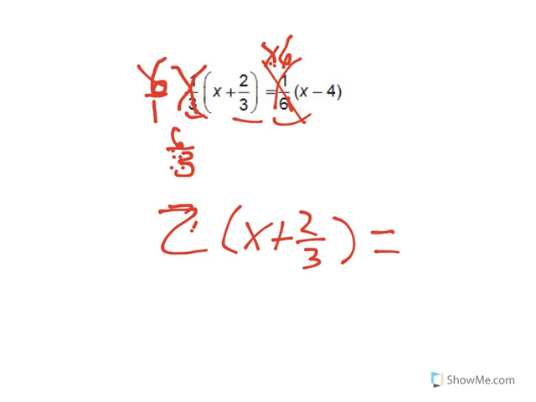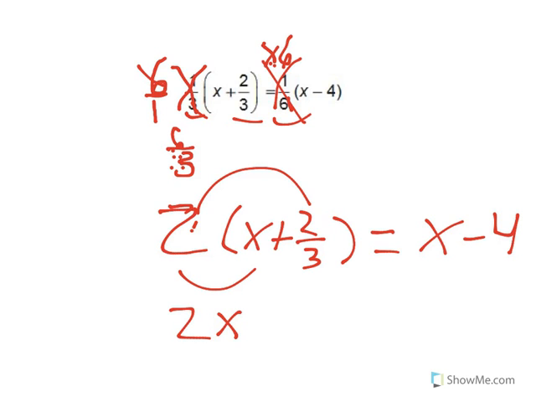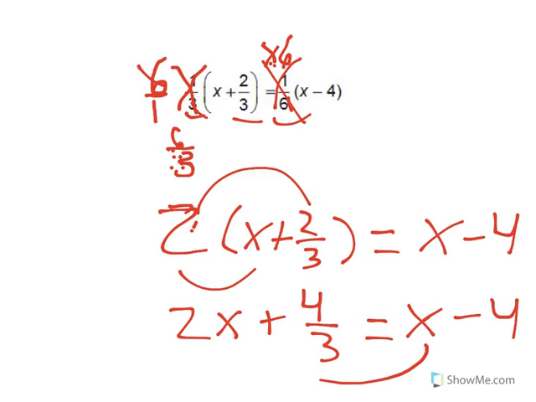On this side, we have x minus 4. And now I do my inside, and now I do my outside. 2 times 2/3, so 4/3 here. And now I have to solve for x. So this one's a little bit easier because I have an x on this side. I'm going to subtract it over. And now I need to move my 4/3 over there.